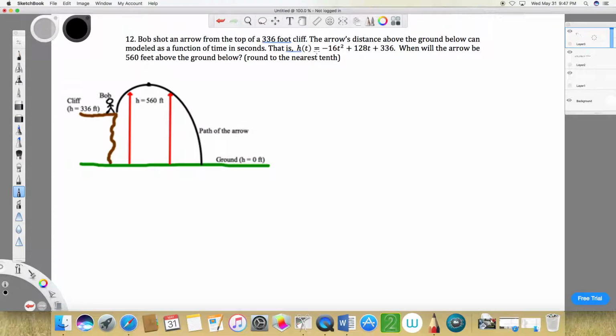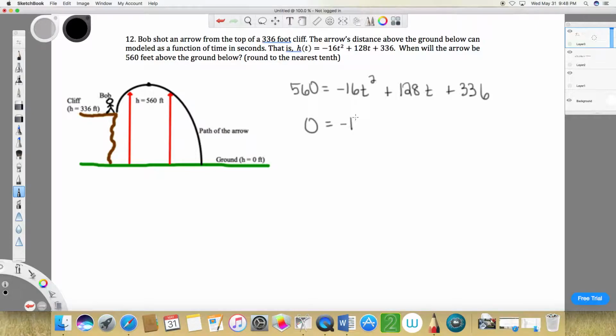So let's begin. When we look at this equation, the left-hand side of this equation is giving us the height. The height that we're interested in is this 560. So we're going to replace the left-hand side, this function notation, with 560. So we've got negative 16 t squared plus 128t plus 336. So this is a quadratic equation, but we need it set equal to 0. So let's do that, and I'll try not to make a silly arithmetic error.